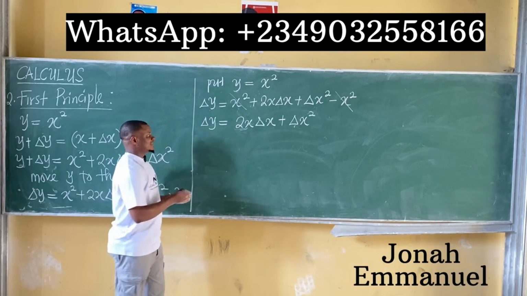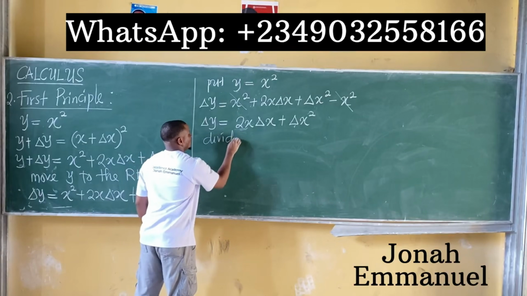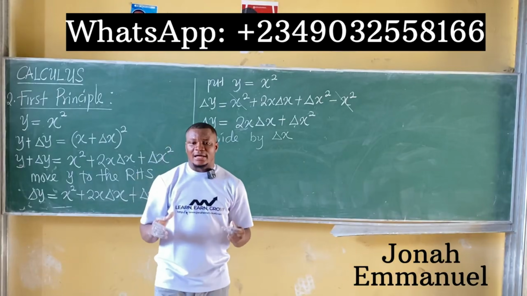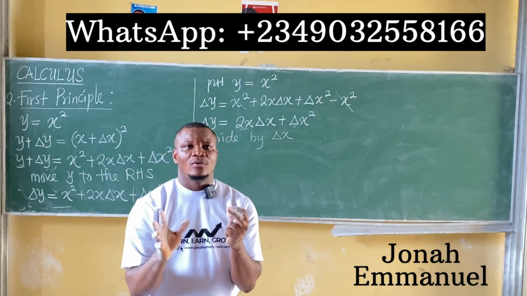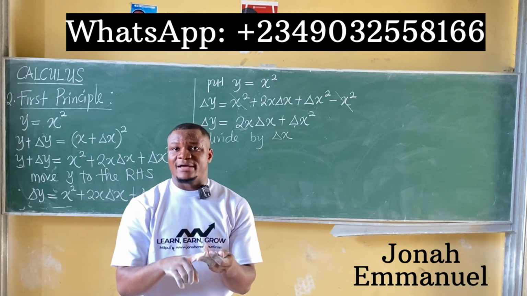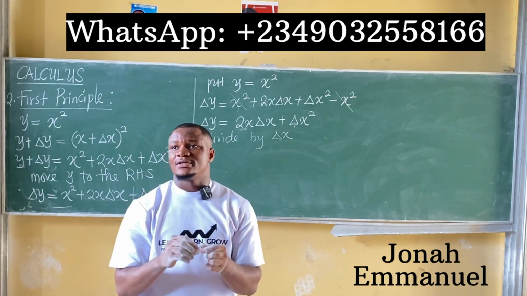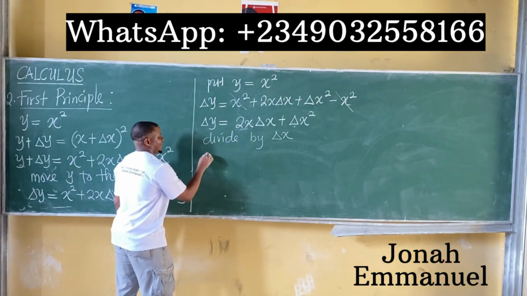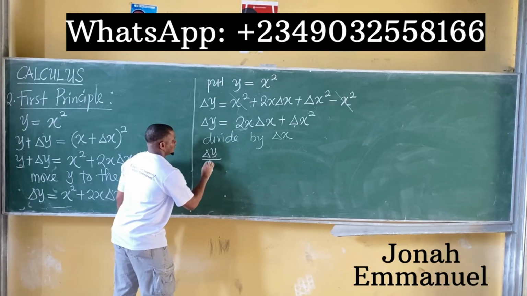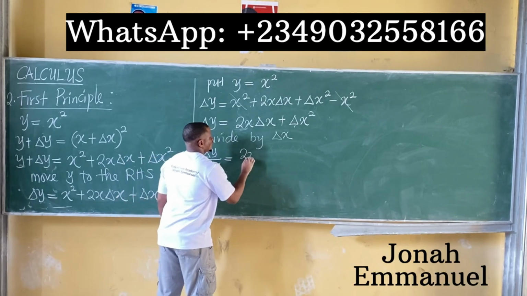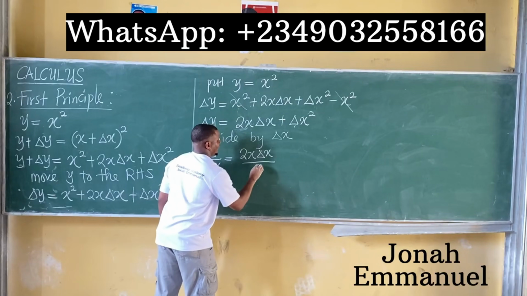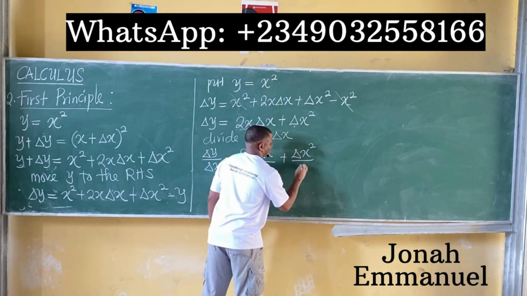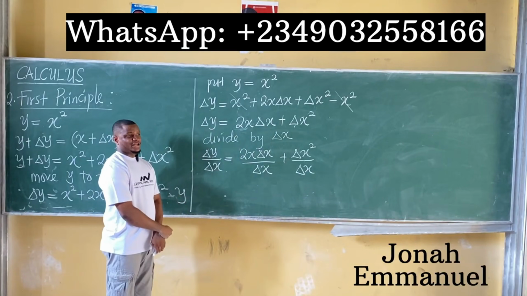At this point, what next? You say divide by change in x. I told you something earlier that when you're learning new concepts, it looks somehow strange. But when you solve it first time, second time, third time, you get an idea of how it works. So please, that's how it looks. Next step, divide by change in x. If I divide by change in x, what do I have here? Change in y all over change in x is equal to 2x change in x all over change in x plus change in x squared all over change in x. So divide each term by change in x.